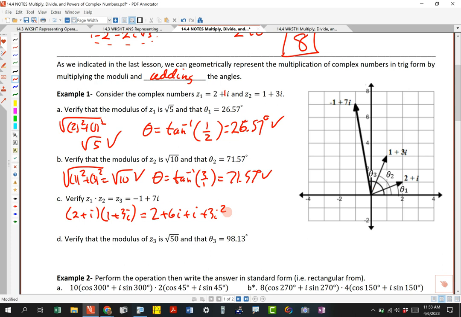Hold on just a second. Dane, what does 3i squared count as? Negative 3. So that counts as negative 3. So if I take the real components and I add those together, I get negative 1. And if I take the imaginary components and add them together, I get 7i. So that checks out. That verifies, right?